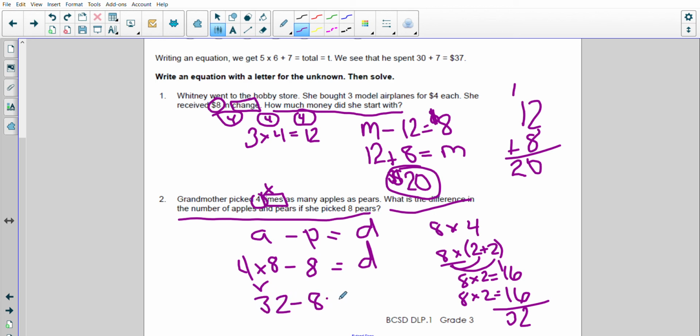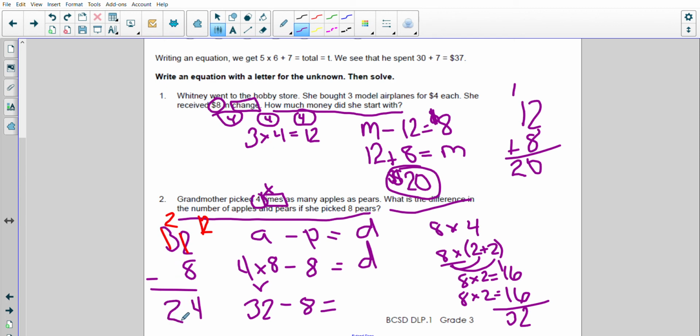32 minus 8. Whoops. Let's fix that. 32 minus 8 equals, so I have 32 minus 8. Starting in the ones place, 2 minus 8, you can't do it, so you got to go to your neighbor and you got to borrow. He becomes a 2, the 2 becomes 12. 12 minus 8 is 4. 2 minus nothing is 2. So the difference is 24.